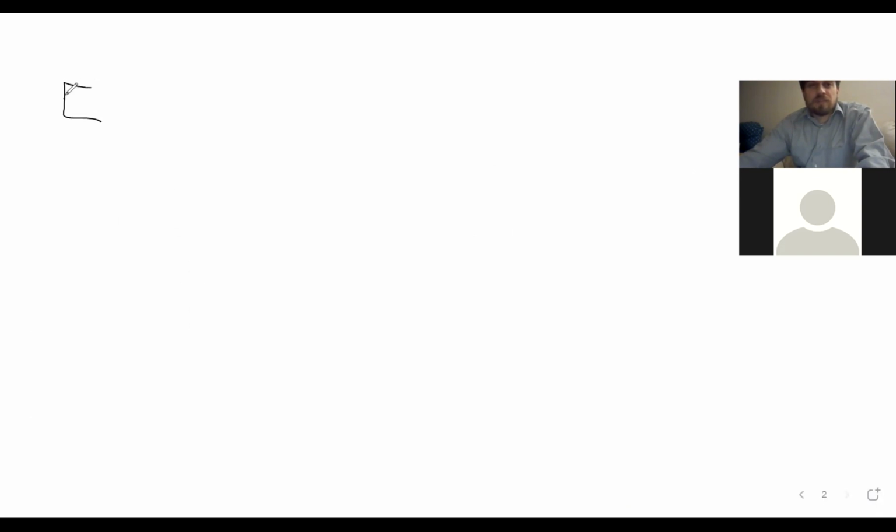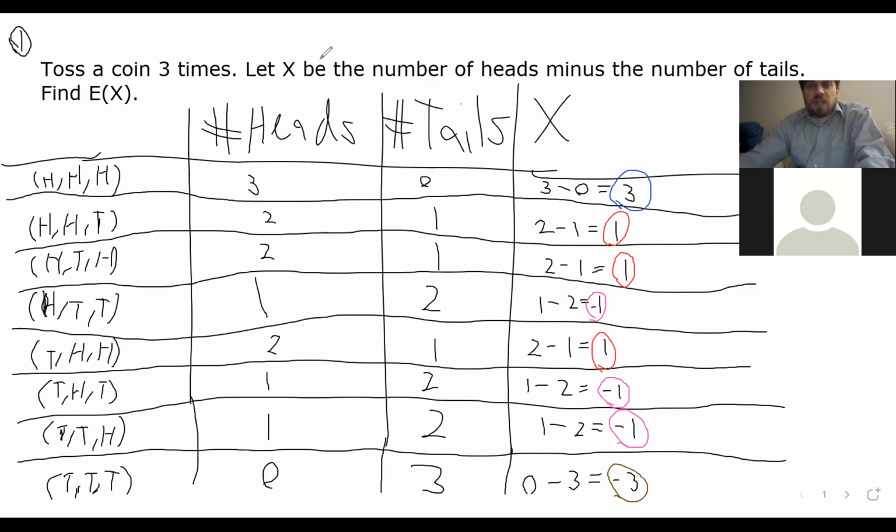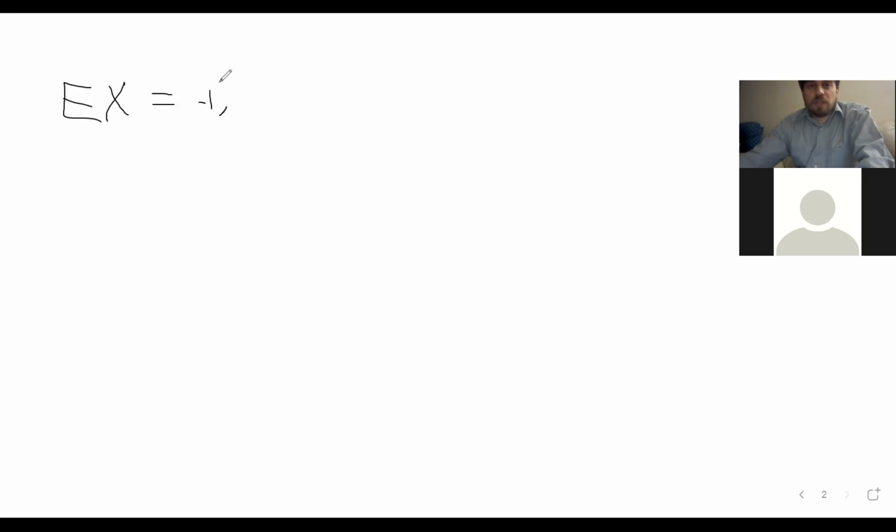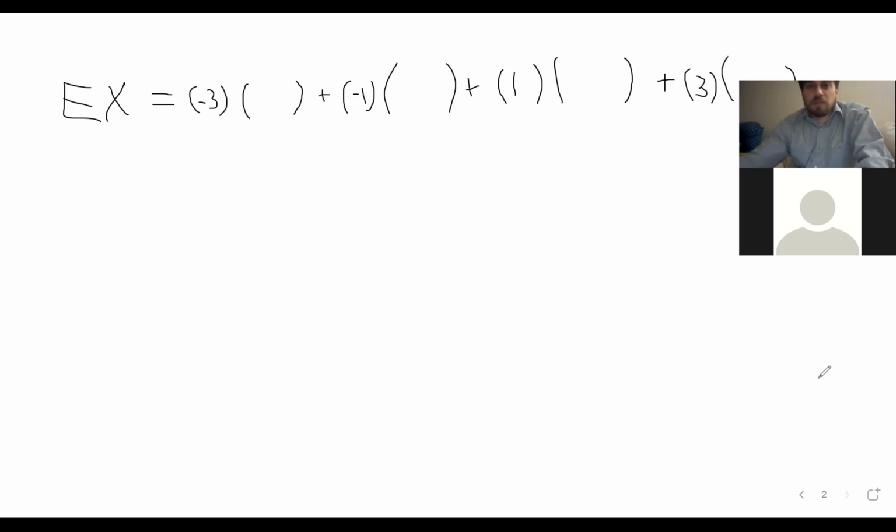So E of X is equal to, so the possible values of X, again, X could either be -3, -1, 1, or 3. So X could be -3 times its probability, plus -1 with its own probability, plus 1 with its own probability, and 3 with its own probability. So each of those possible values of X has a corresponding probability.